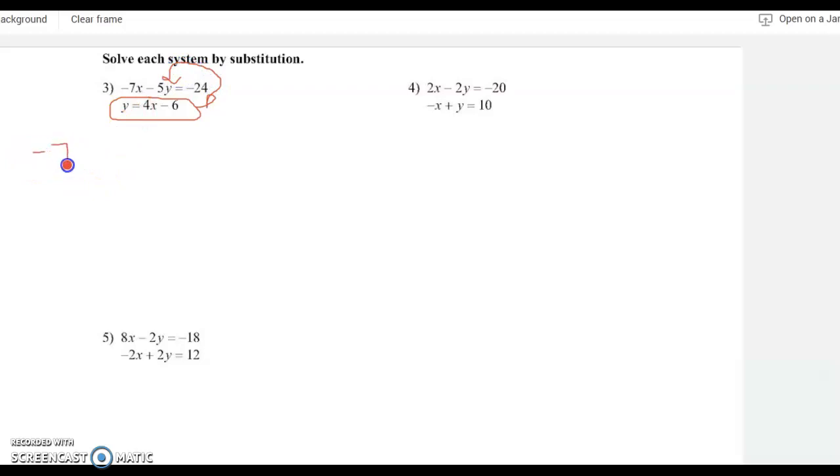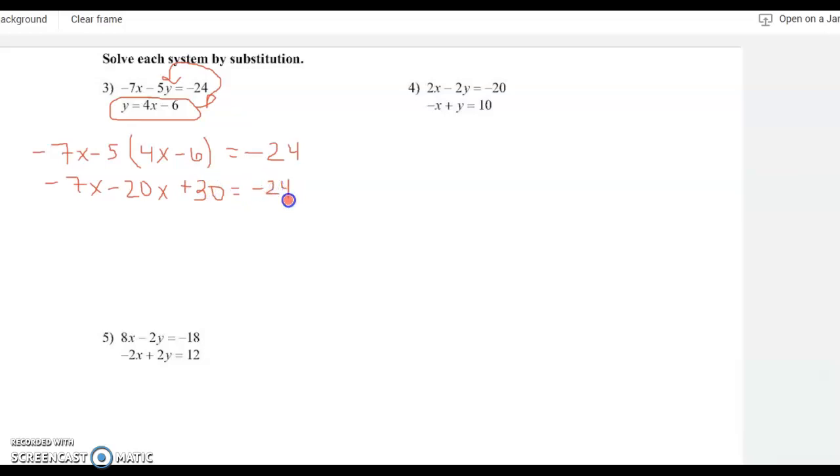So I have negative 7x minus 5 times y, which is 4x minus 6, and we're equal to negative 24. So you can see what happened is we replaced the y with x's, so now we can solve for x. So we would distribute. We have negative 7x. Negative 5 times 4x is negative 20x. Negative 5 times negative 6 is positive 30. And we're equal to negative 24.